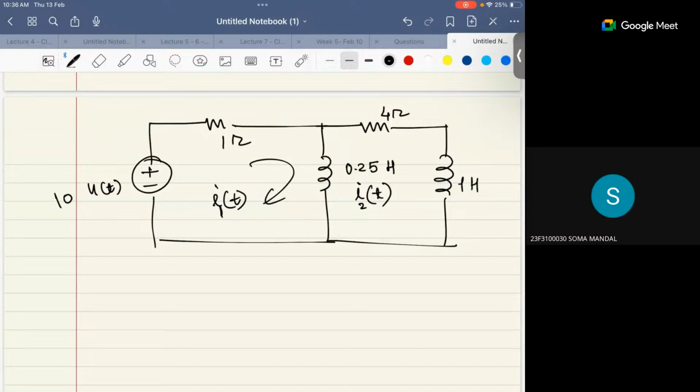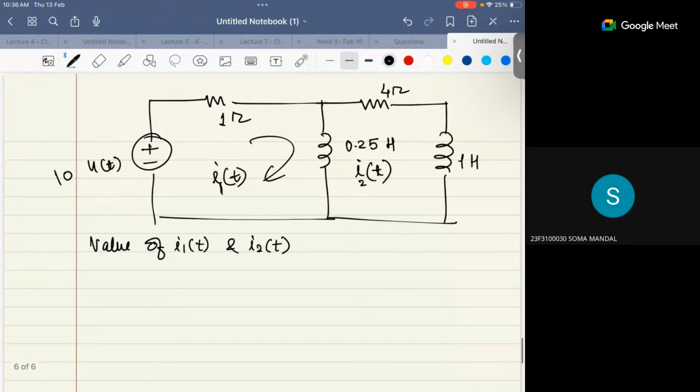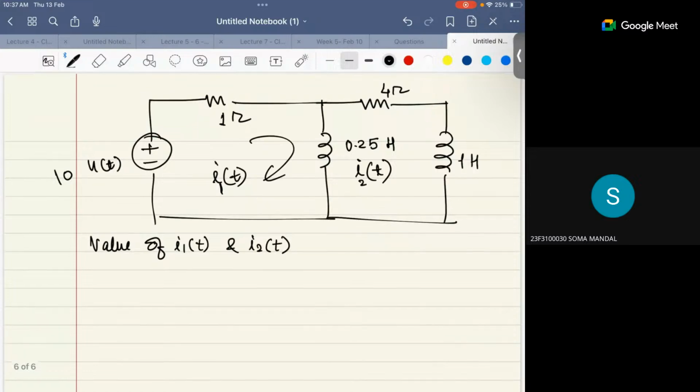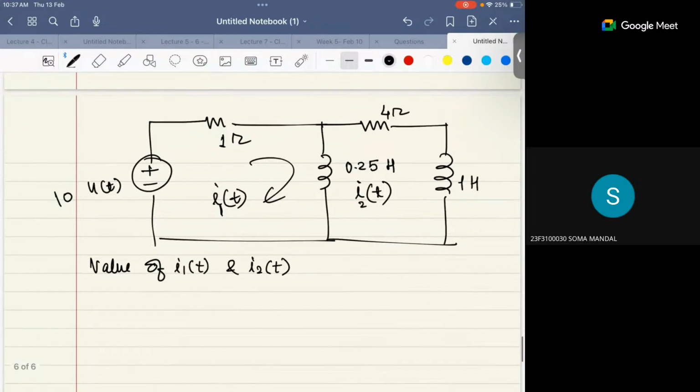Okay, so we have to calculate the value of I1(t) and I2(t). What we'll be doing is first converting from the time domain to the S domain. There is no capacitor, only inductors. So two inductors are there. I will just write it here itself.